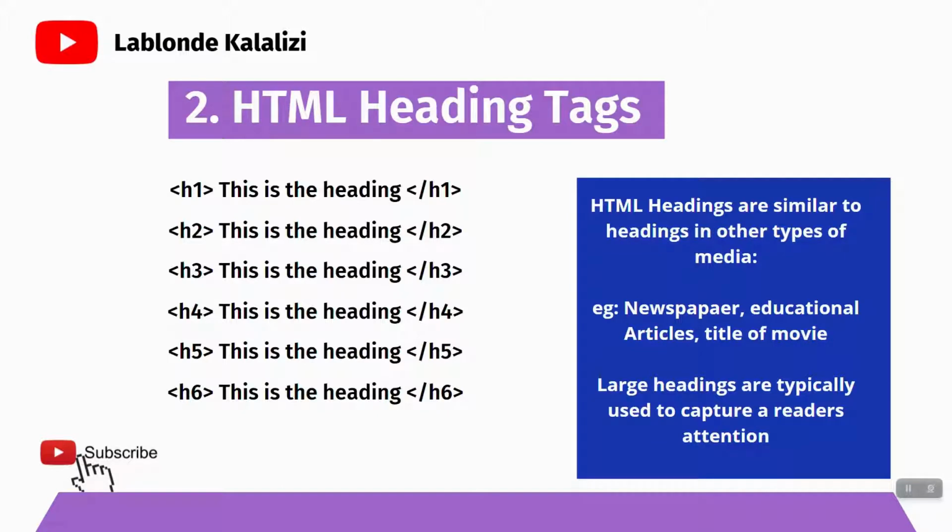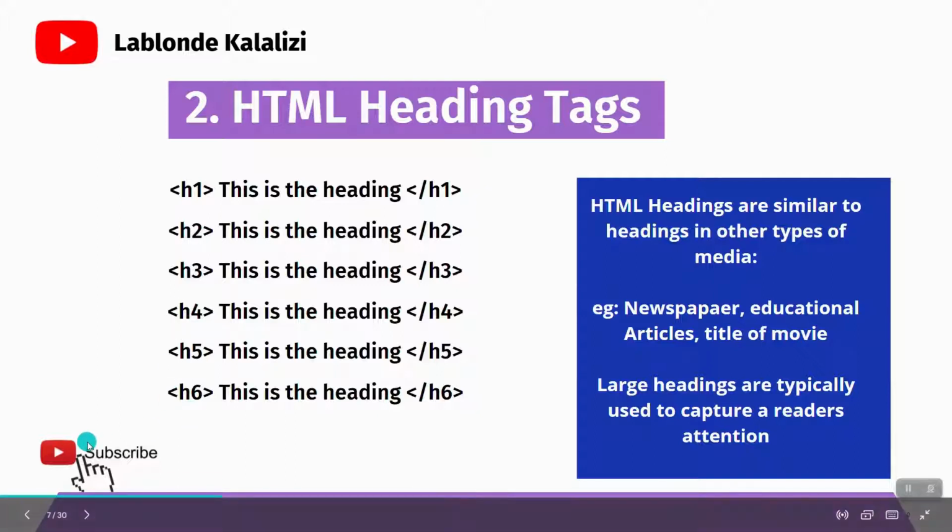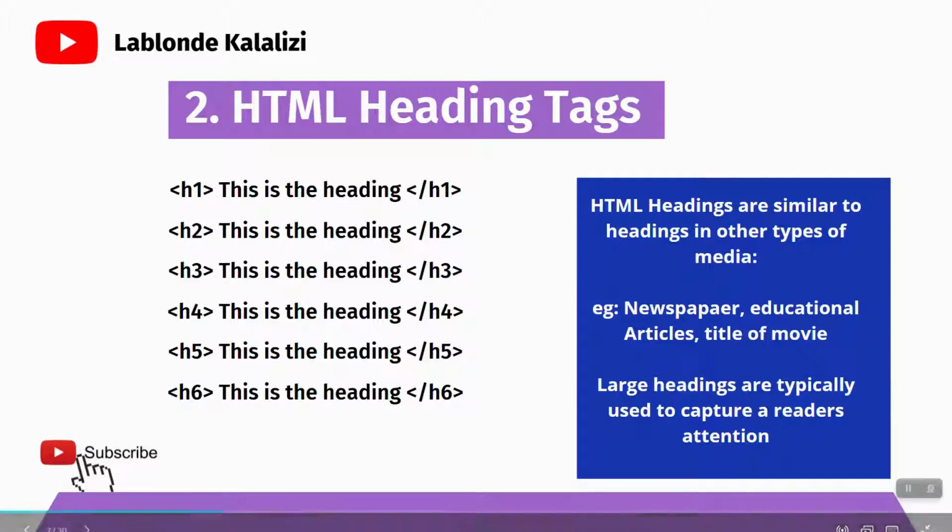As we are going forward, I'm going to explain the HTML tags and what they do. In HTML, we have 6 types of heading tags, starting from heading 1, the main heading, up to heading 6. So we have heading 1, heading 2, heading 3, heading 4, heading 5, and heading 6.